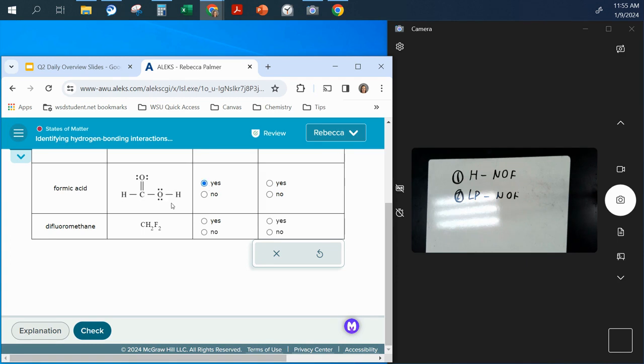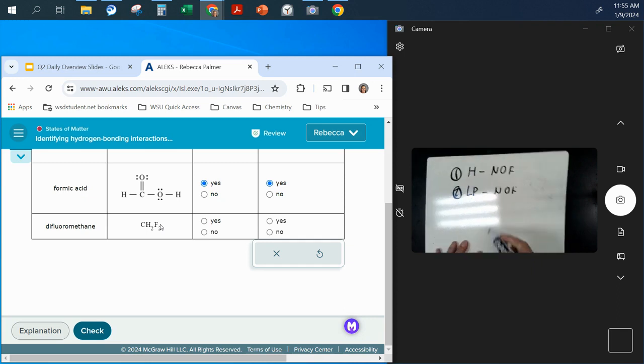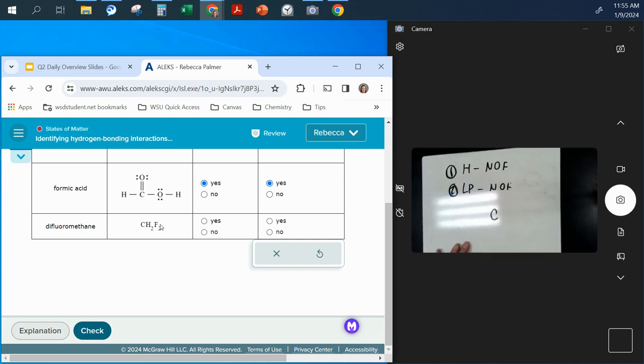And then we have a lone pair on the oxygen. So yes, this will have hydrogen bonding within the same type of molecule, and it will also hydrogen bond with water. Okay, this last one, we need to know the structure before we can decide. So a lot of these are just methane type molecules. We have a carbon with some hydrogens and some fluorines.